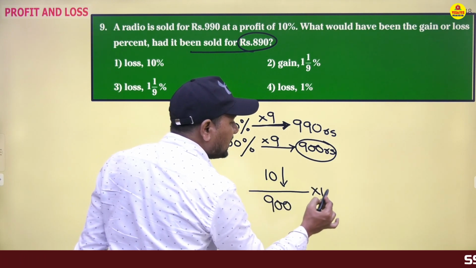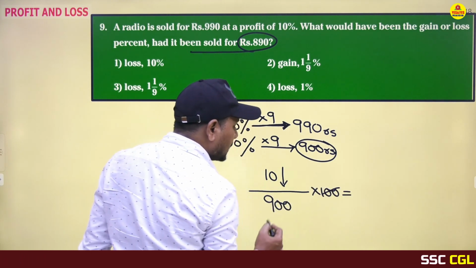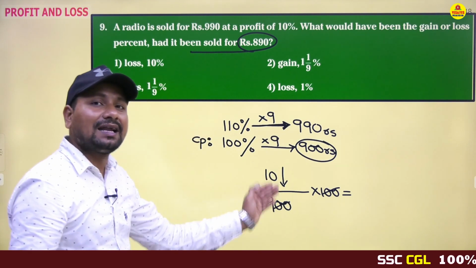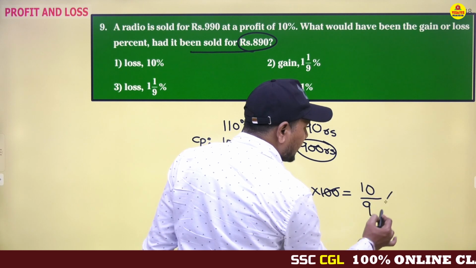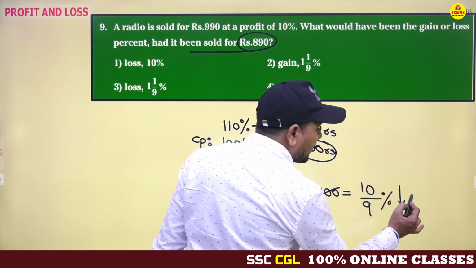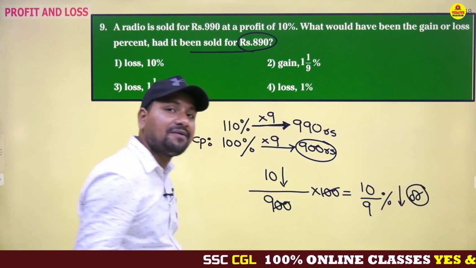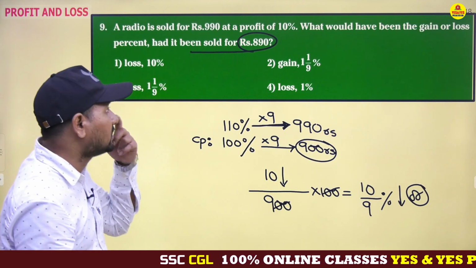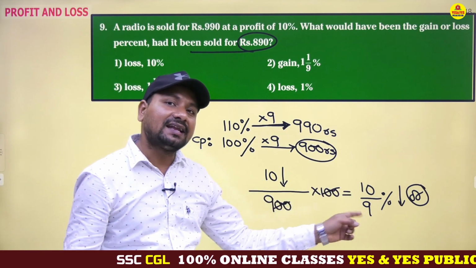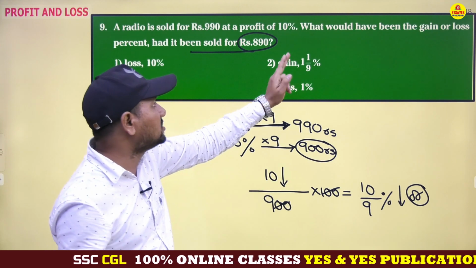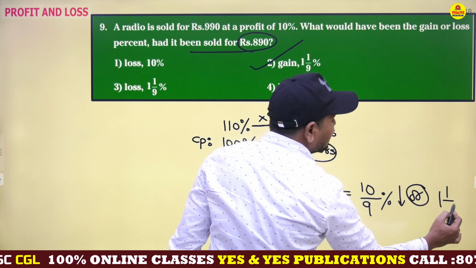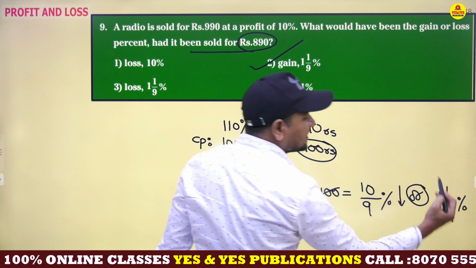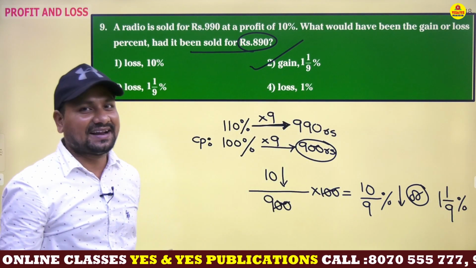You need the percentage, so multiply with 100. The zeros will be cancelled. 10 by 9 percent is the answer. 10 by 9 percent loss. But you don't have an option like this. You have options in which 10 by 9 is divided out. 10 divided by 9 is 1 and 1 by 9. That means which option is right? The second option is the right answer. 1 by 9% is the right answer.